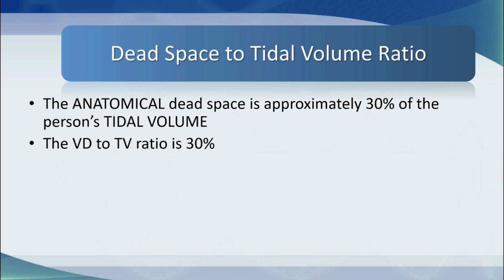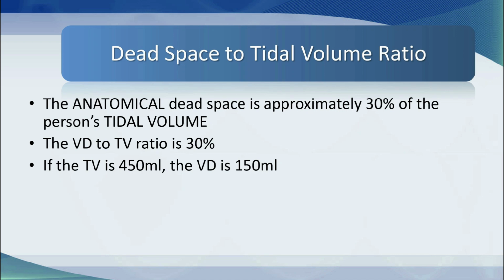So if the tidal volume is 450 milliliters, then the dead space volume is 150 milliliters, and the ratio is 30%. So you need to get another 300 mils above the dead space volume to actually insufflate the alveoli, to refresh the oxygen, and more importantly, to get rid of the carbon dioxide.